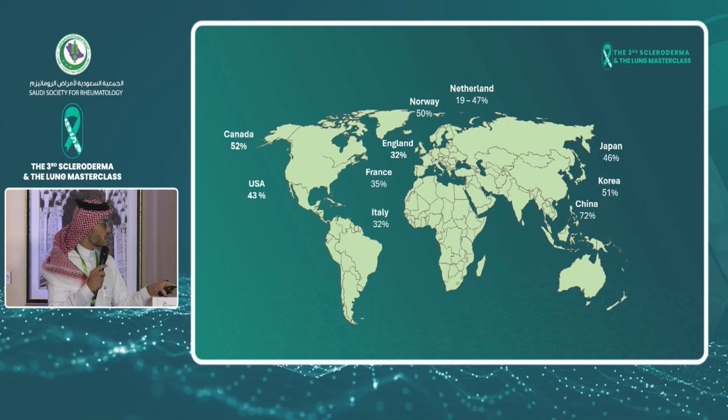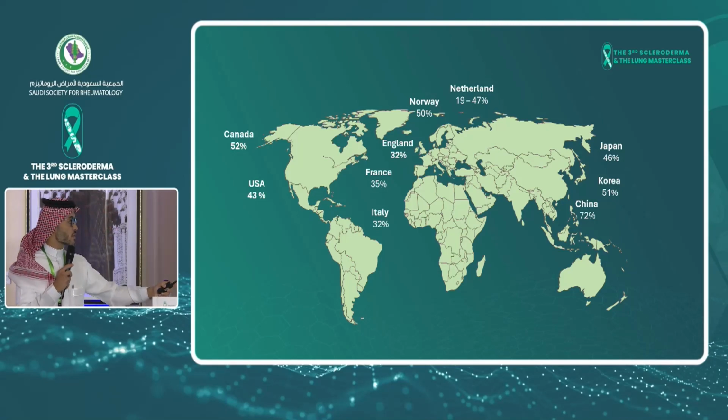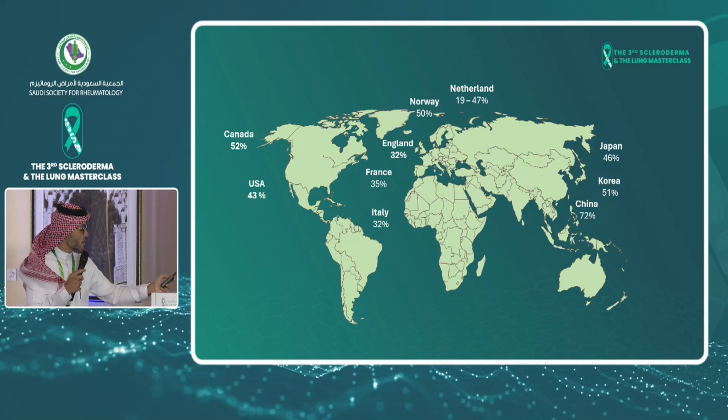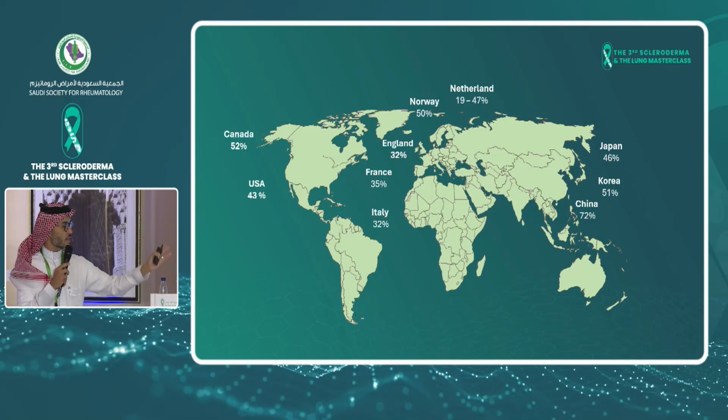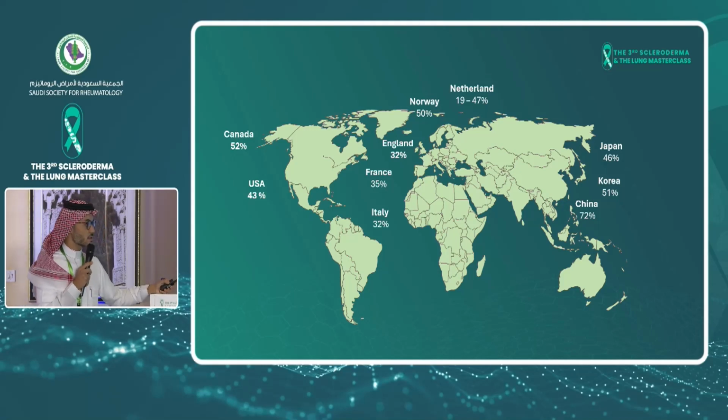This slide summarizes the prevalence rate of systemic sclerosis ILD in different countries of the world. In Canada and the US, the average is around 47%. In Europe, it's less, around 35%. And in East Asia, it's around 50%. In the Netherlands, they have 19% if you look at systemic sclerosis ILD using PFT, but if you look at them using HRCT, you're going to have more patients, around 47%. So what you can conclude from this is that ILD involvement in systemic sclerosis is very, very common.